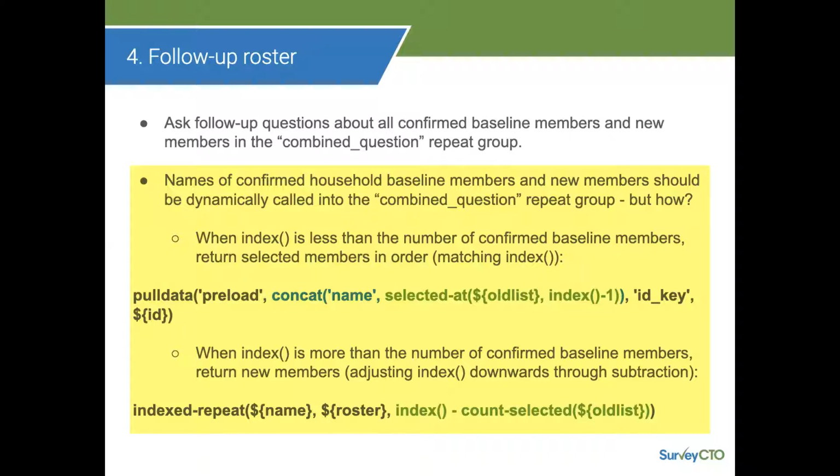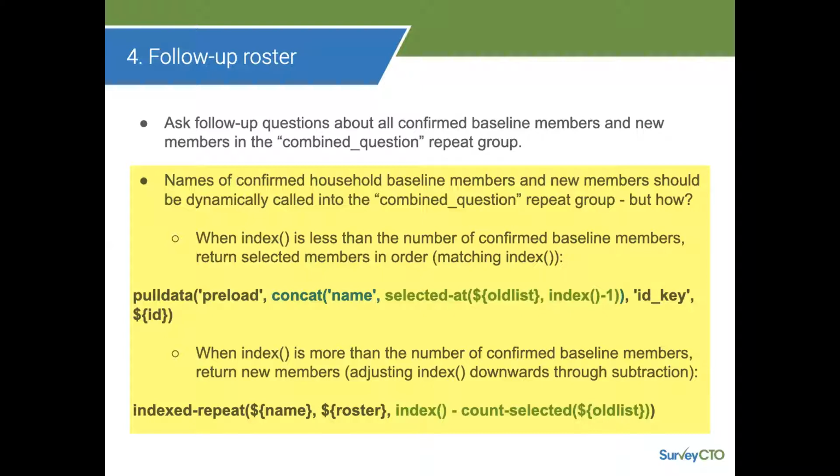Old list stores a space-separated value list of these selections, which you can pick from and select using the selected-at function. And you can do that dynamically using index, which is adjusted down to 0 to begin at position 1, or the first position, to satisfy selected-at's position numbering convention. On top of that, the returned value from old list is concatenated to the front of the string name to dynamically construct which preload column per repeat instance is returned.